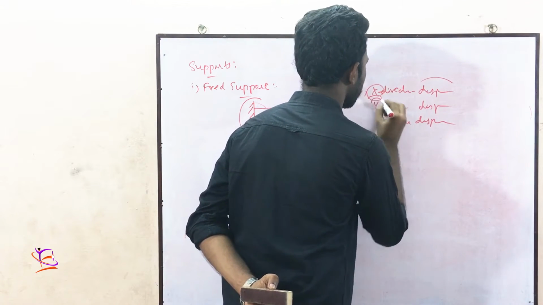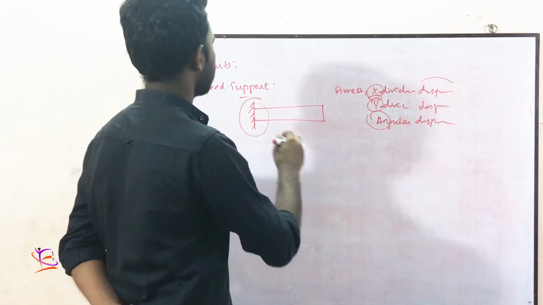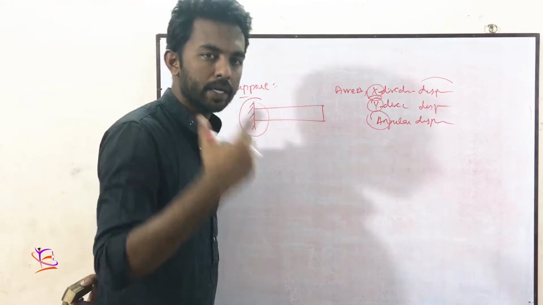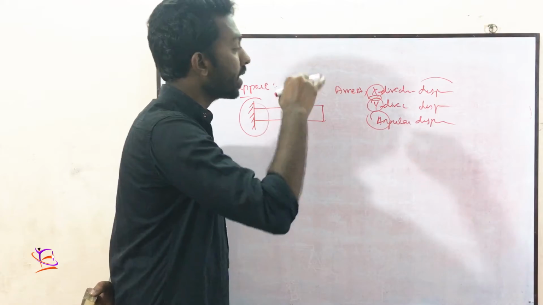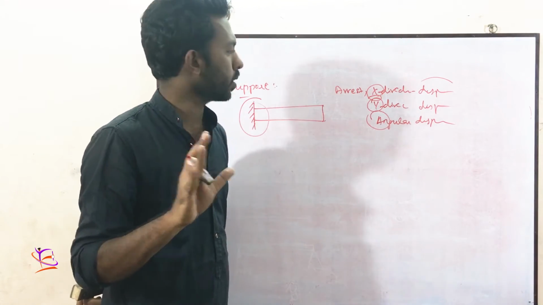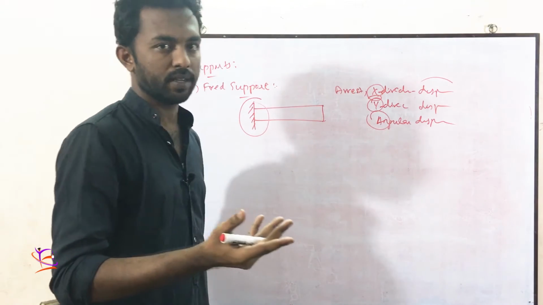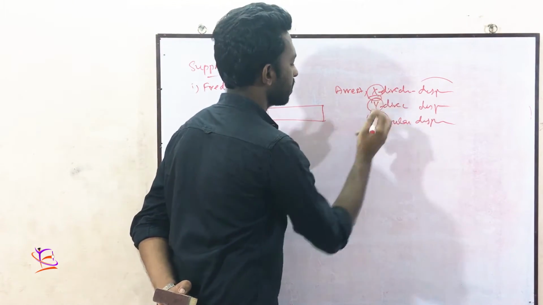So x, y, and angular displacement. These three things will be arrested by the fixed support. If you want to make a beam structure, you want to arrest the x direction movement, the y direction movement and the angular movement. Means you have to use the fixed support.